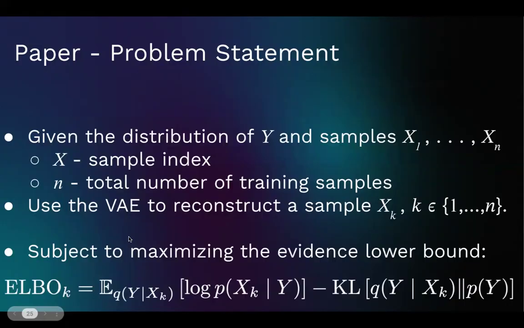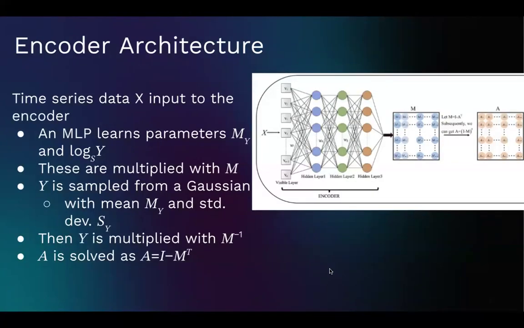So the goal of this paper is, given the distribution of Y and the samples of X, where X is a particular subject's ICA time course, and N is the total number of training samples or subjects in the data set, to use the variational autoencoder to reconstruct the sample, subject to maximizing the evidence lower bound, expressed here using their problem setup. So this is what their encoder architecture looks like.